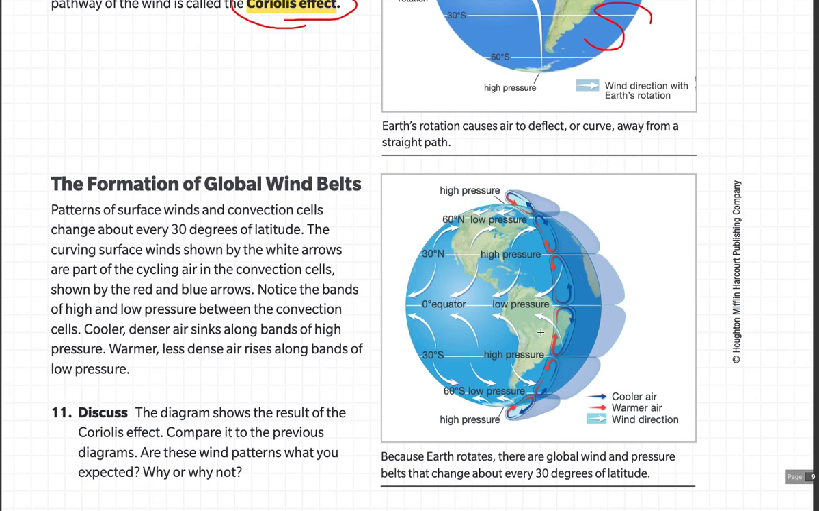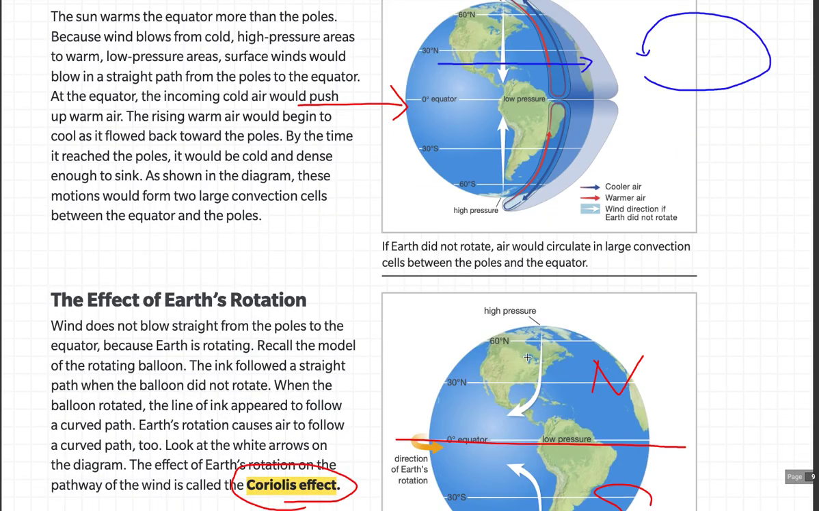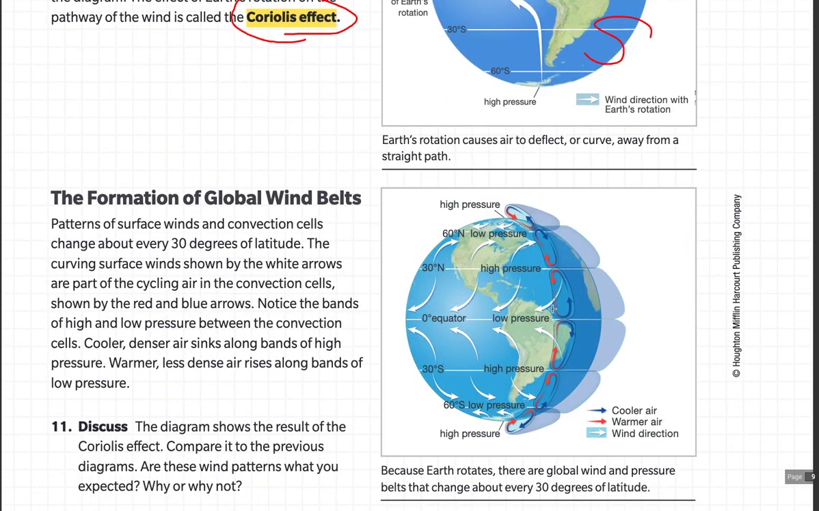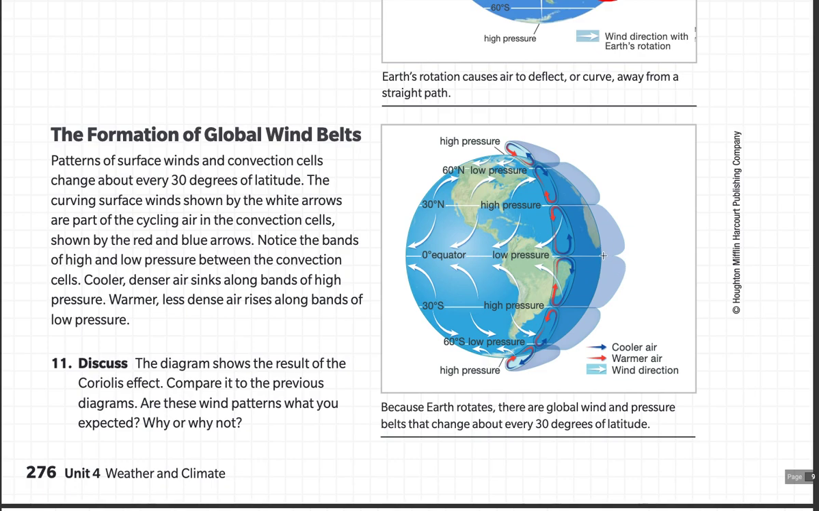So what that does is that it breaks up these convection cells. Instead of having just two giant ones, you get this breakup. This looks really complicated, but all you really need to remember is that because the Earth is rotating in this direction, around the equator, where the Earth is rotating the fastest in comparison to everywhere else along the surface, it causes the air and the water to kind of peel off and want to go this way.